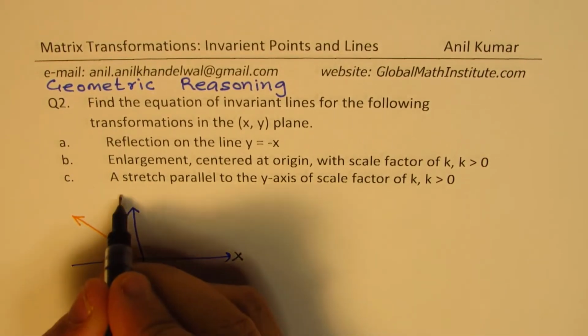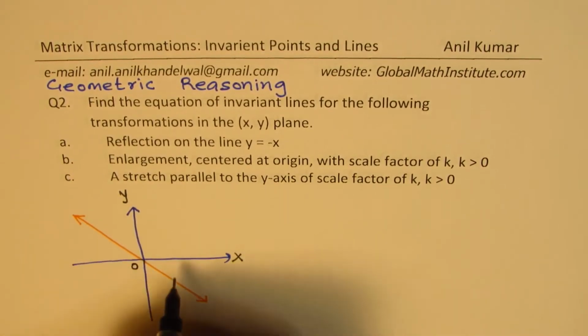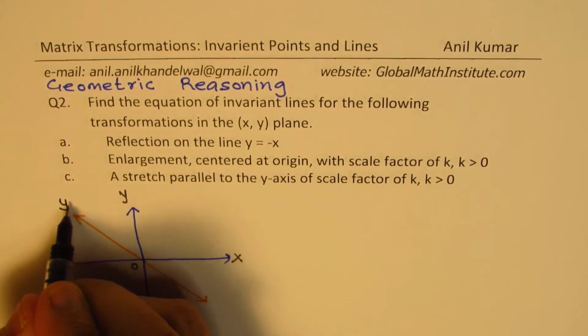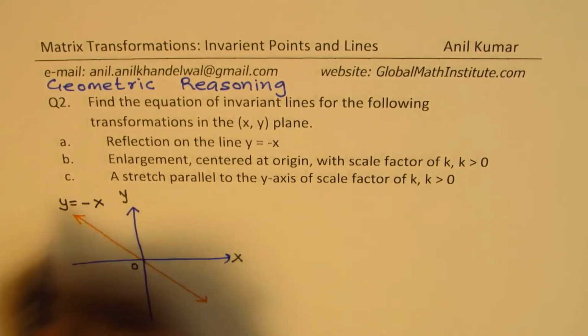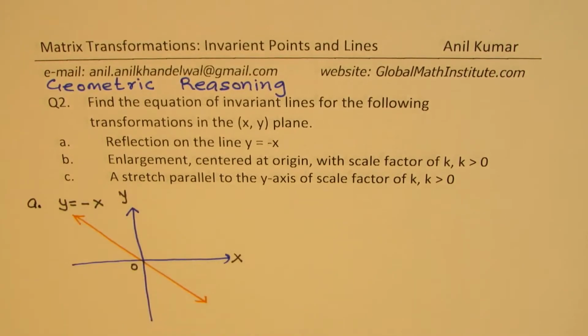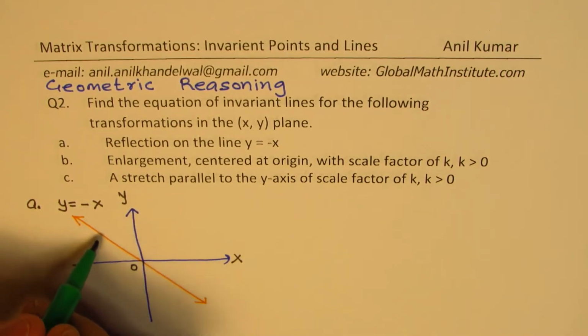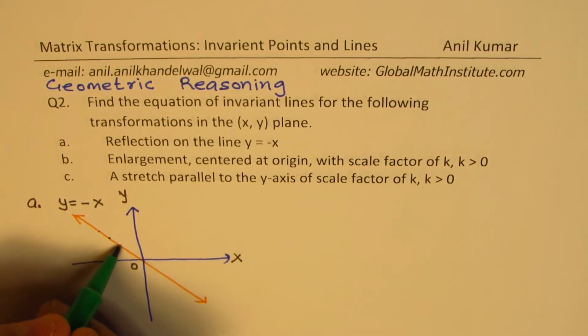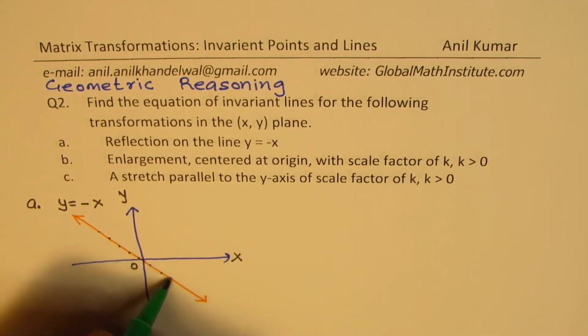So in this xy plane, we have this line which is y equals minus x. We're considering part A: reflection on this particular line. Which are the invariant points? Well, if I have a line which coincides with it, then every point will be reflected onto itself. It is not going to move, right?